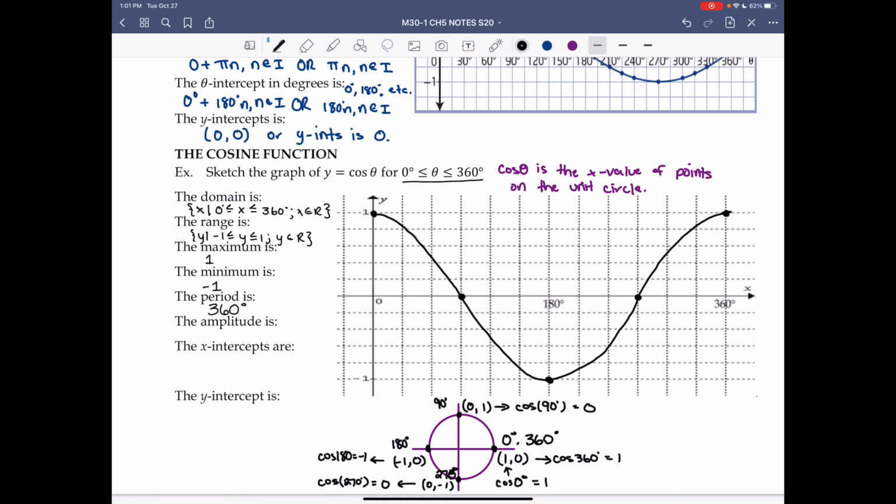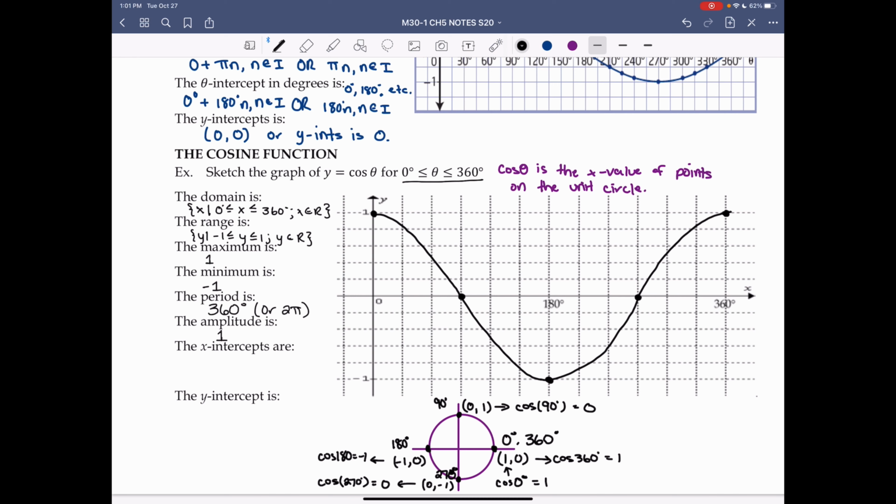Or 2 pi if we were in radians. The amplitude is 1. We go from the midline up 1, or from the midline down 1 to get to our minimum. So our amplitude is 1.